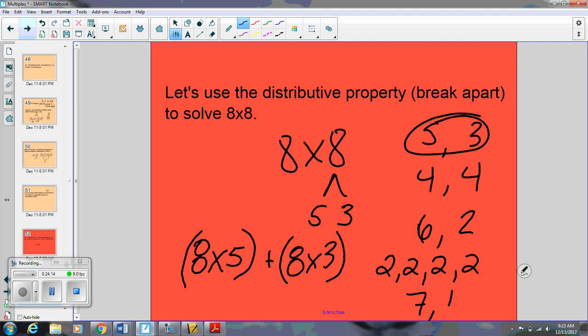Be patient. Let people have a chance to solve it. Solve this in your notebook. If you need to do another strategy to solve one of these mini equations, that's fine. What is 8 times 5, Sam? 40.